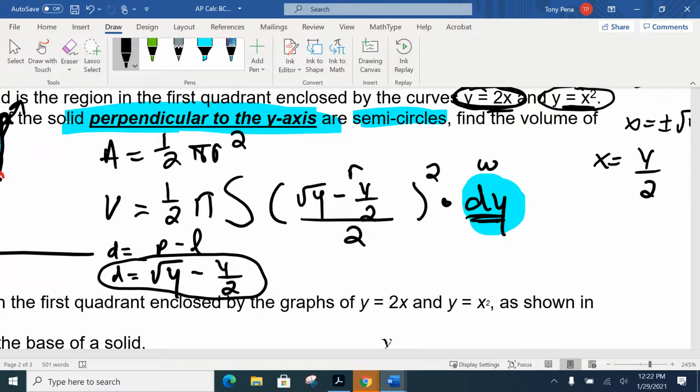Now, before you plug it into the calculator, I would strongly suggest simplifying that a little bit. That's pretty ugly to plug in. We're not done quite yet setting it up, though. We still need our limits.